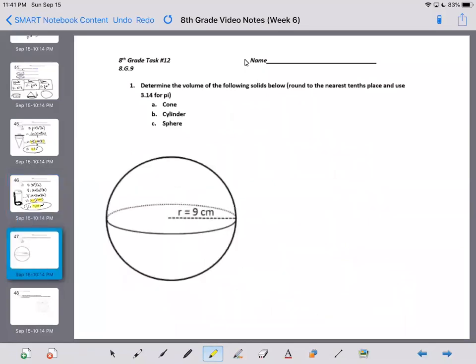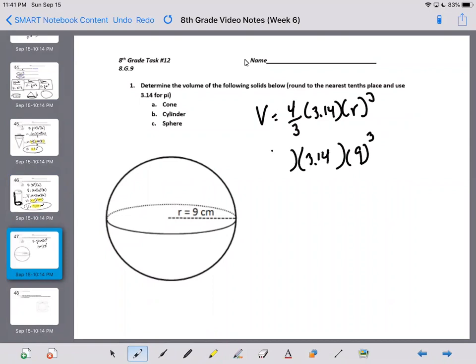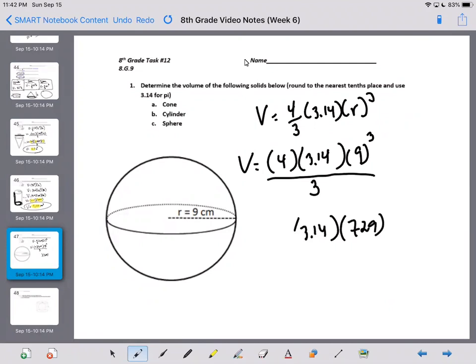For your sphere, we know we're going to have 4/3 times pi times the radius cubed. The radius is 9. So we're going to take 9 and we're going to have to cube that. And here's another way to write this: we're just going to multiply by 4 but divide the entire answer by 3. So if we do 9 to the third power, we're going to get 729 multiplied by approximately 3.14 multiplied by 4, all divided by 3.